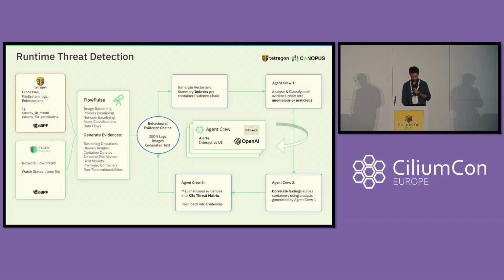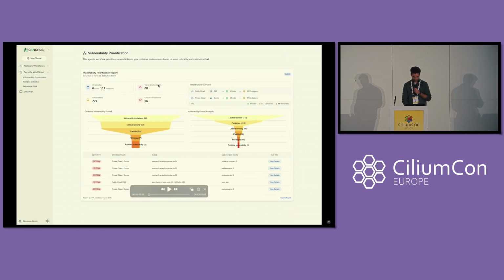Let's quickly take a look at how this would work in action. So we are in our agentic UI. Everything here is generated by agents, including the visualizations, and nothing is static like dashboards. So we're looking at the vulnerability prioritization first. As we can see, the funnel has reduced from 700 vulnerabilities down to 3, which are active in runtime. And we can take a look at one of the container reports that have been generated for the first workload in a second.